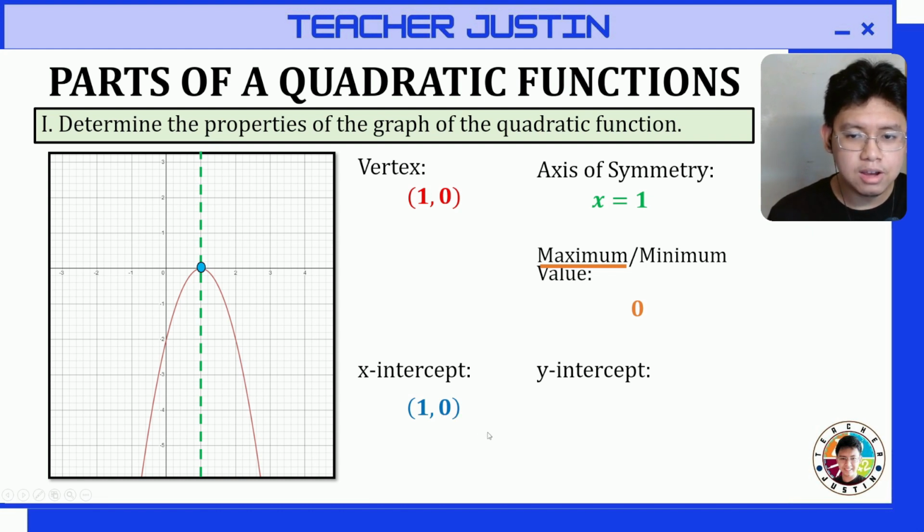Now, punta naman tayo kay y-intercept. So, yung y-intercept natin, it is part of the parabola that passes through our y-axis. So, ito yung y-axis natin and it will intersect dito sa coordinate na to, which is 0, negative 2. So, that will be our y-intercept. And this will complete our property of the graph of our quadratic function. Tada!